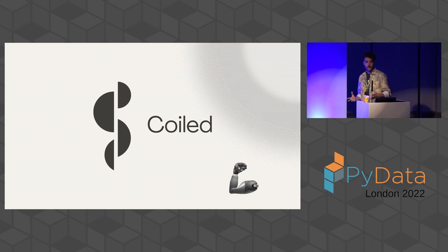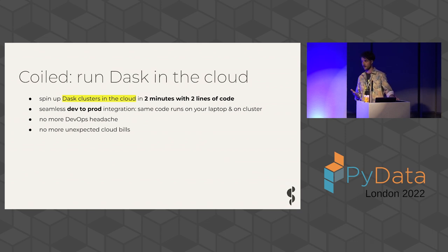Now, what is Coiled in this whole Dask world? Coiled is a way to run Dask in the cloud. So you can run Dask in the cloud by yourself. You can set up your own Dask gateway or Kubernetes and do all of your own security deployments and everything. But it will probably take you a couple of days. You'll have to put someone on maintaining that. Coiled offers a paid way to do that for you.